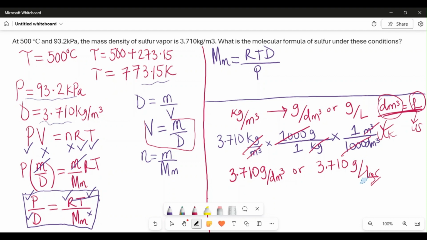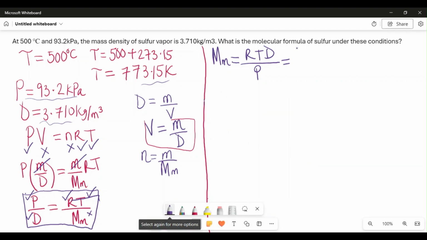So that's basically what we're going to do now. So yeah, now we've done 3.710 gram per liter. Now we can input this information into the equation above. So RTD is the same thing as having 8.3145, and we have the kilopascal liters divided by mole Kelvin. That is the unit for the gas constant.